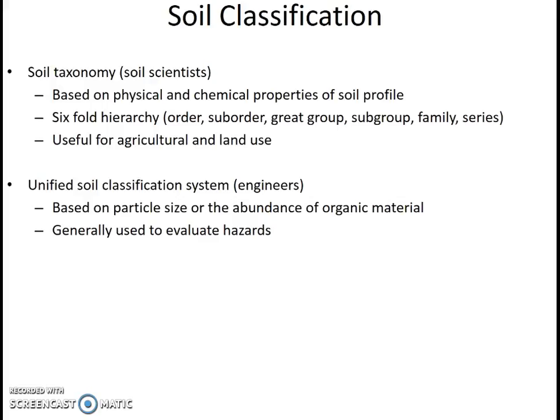I have used soil maps to investigate soil moisture problems, especially near lakes. These maps used soil taxonomy classification. Another method of soil classification is the Unified Soil Classification System, often used by engineers. It is based on particle size or the abundance of organic material and is generally used to evaluate hazards.